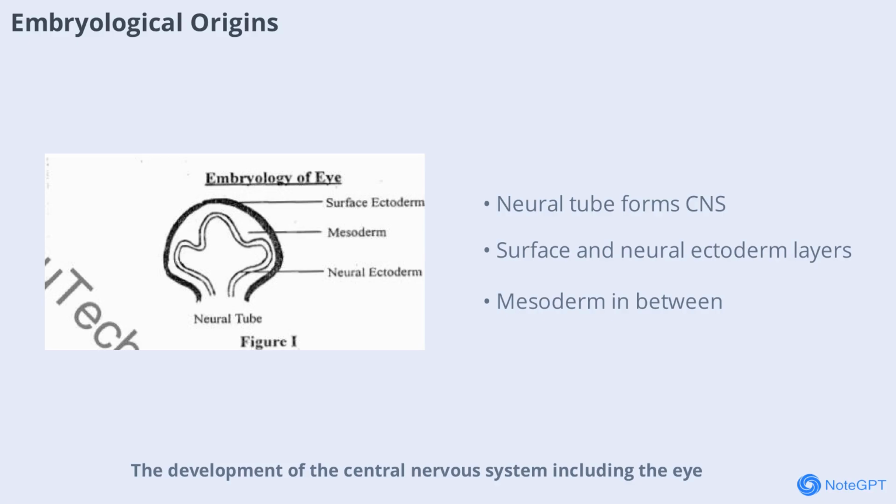Development of the central nervous system, including the eye, begins with the neural tube. The outer layer is formed by the surface ectoderm, while the inner layer is the neural ectoderm. Between these layers lies the mesoderm. As the forebrain develops, neural ectoderm projects outward to form optic vesicles, which are the early precursors of the eyes. This process involves a delicate interplay between the surface ectoderm, neural ectoderm, and mesoderm, each contributing to different eye structures. Understanding these origins is key to appreciating the eye's complexity.